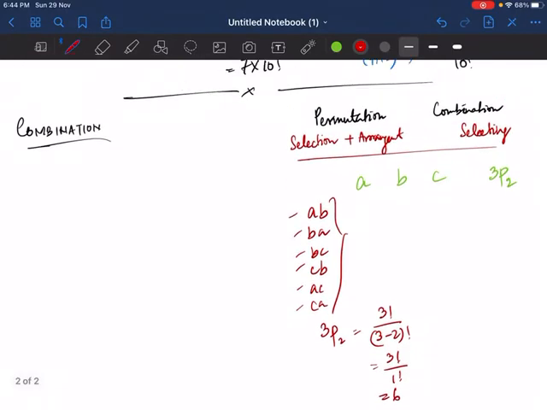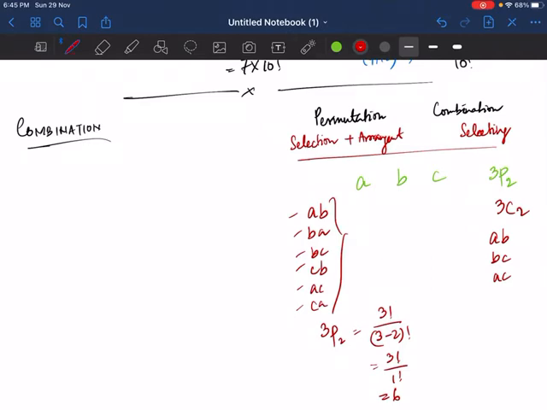Now what is combination? Combination is selecting, that I told you. So I need to find the combination of these 3 objects taken 2 at a time. So combination is denoted by 3C2. Combination, I told you, it is just selecting. So I selected AB. I have selected 2 elements, that is AB. Now I will select BC. Then I will select AC. So that's combination.